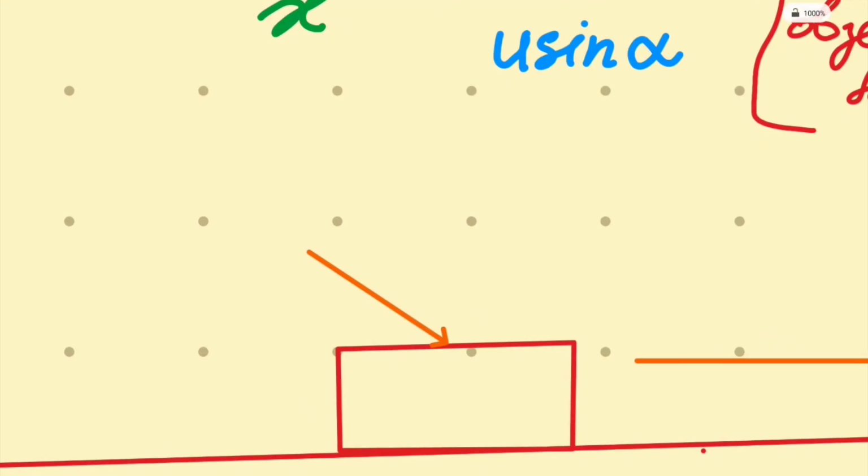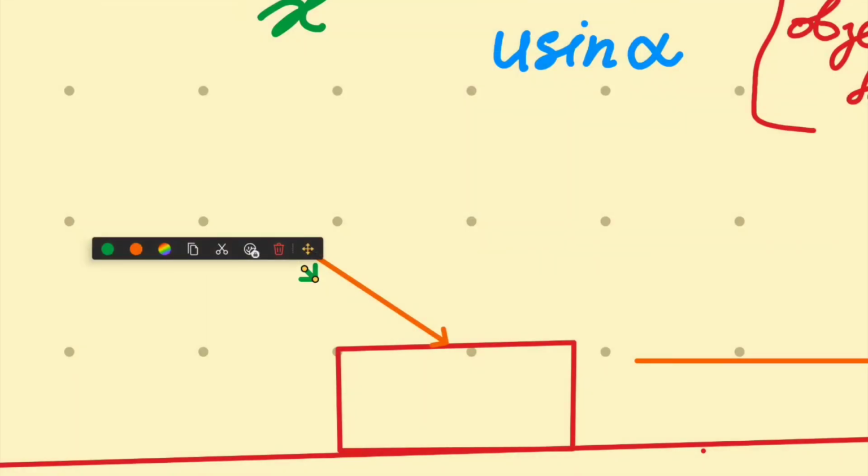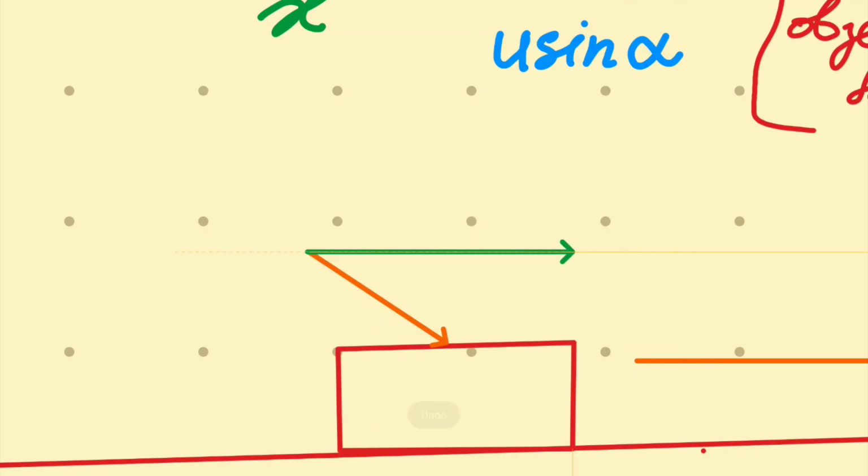If we resolve this vector, what we will find is a horizontal and a vertical vector.